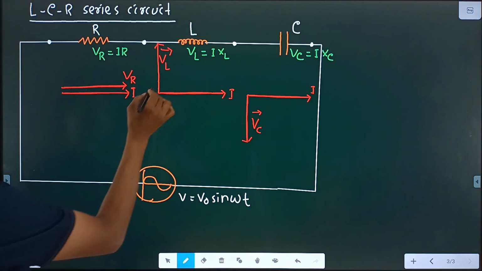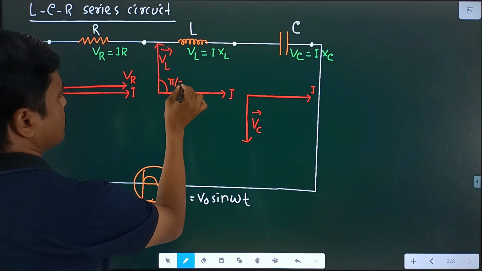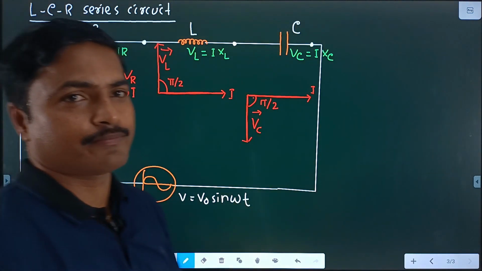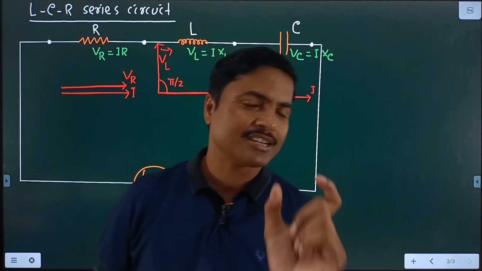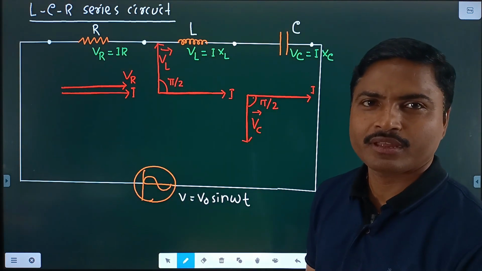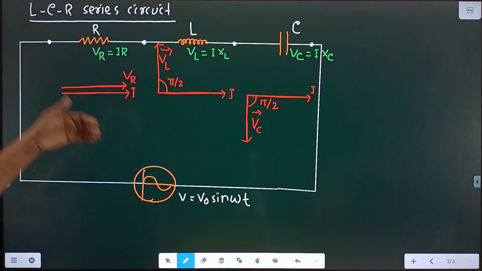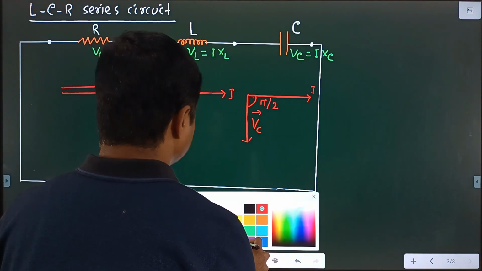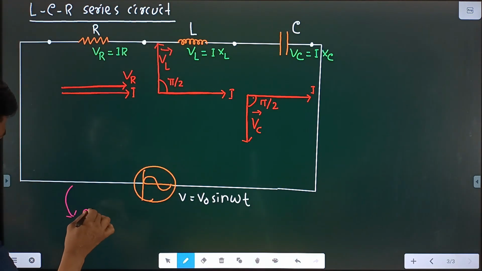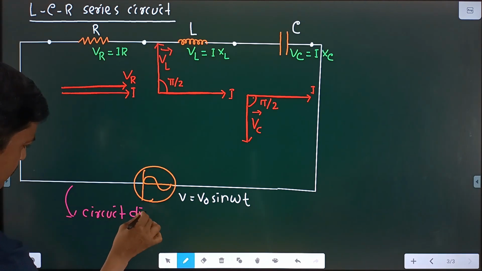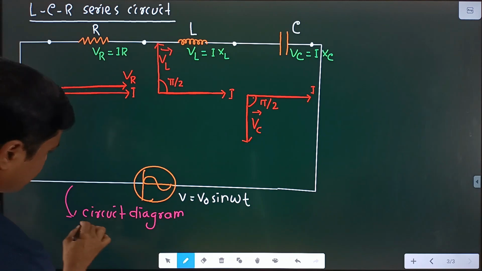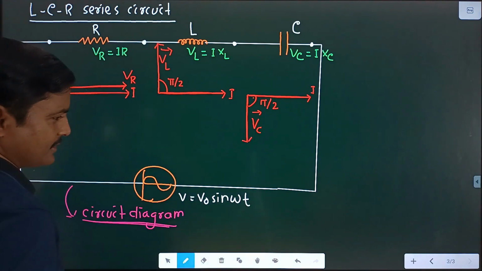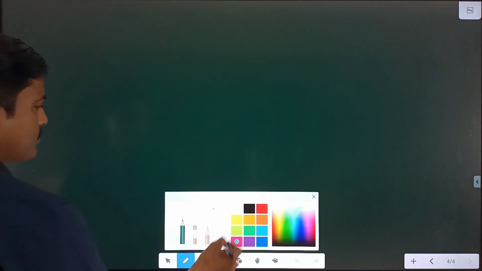Here the phase difference is pi by 2. Here also the phase difference is pi by 2. Clear? And V is the applied voltage. Now we will derive the expression for current. Now you draw the phasor diagram for LCR series. This one is the circuit diagram of a LCR series circuit. I draw the phasor diagram of the LCR series circuit. We draw the phasor diagram.